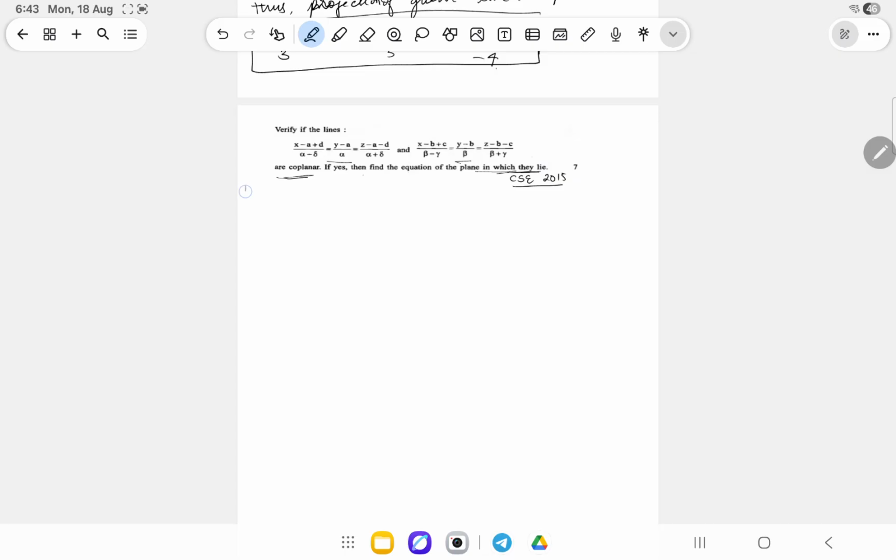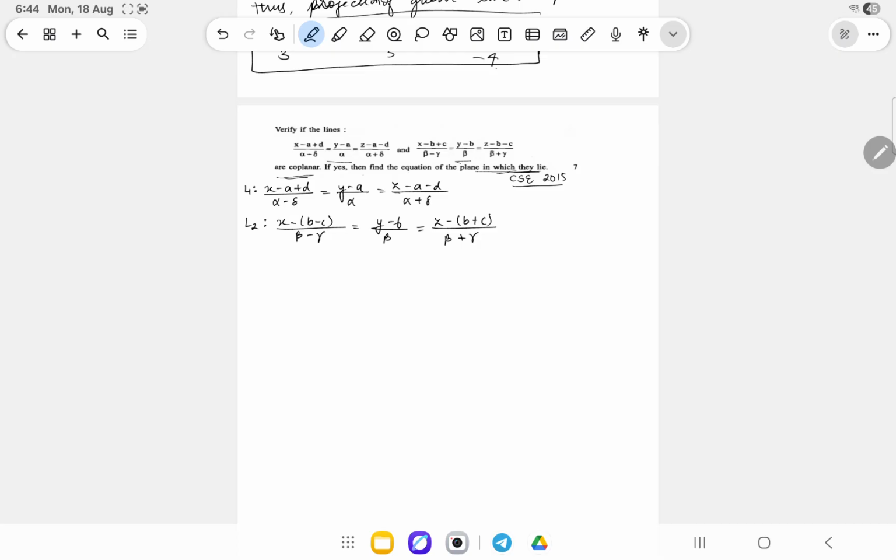So my line L1 is (x minus a plus d)/(alpha minus delta) equals (y minus a)/alpha equals (z minus a minus d)/(alpha plus delta). And my line L2 is (x minus b minus c)/(beta minus gamma) equals (y minus b)/beta equals (z minus b plus c)/(beta plus gamma).